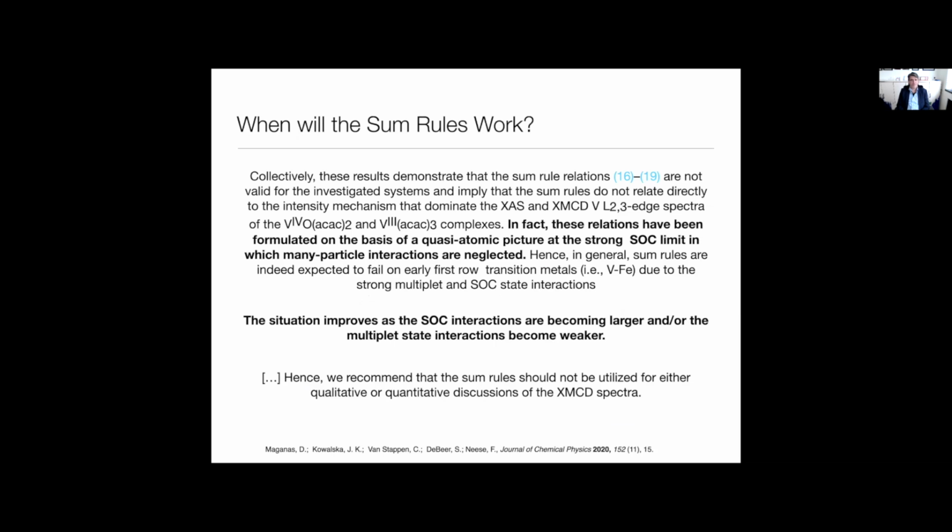We believe that the sum rules are not valid. They are derived under assumptions that typically are not met in 3d transition metals. They get much better as you go down in the periodic table, so for heavier metals and rare earth systems they become much better, but for much of the 3d series, at least, we call the validity into question, and in our opinion the sum rules shouldn't be used in that context. It's a complicated, lengthy and detailed argument that, if you're interested, you can read about in that recent paper from last year.